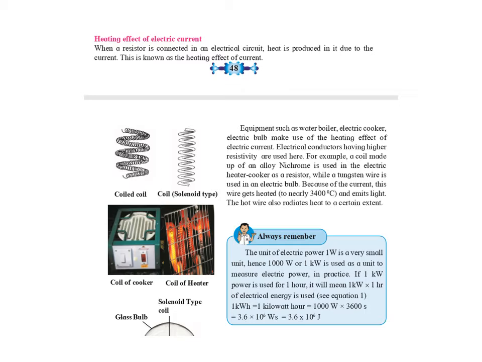If you see your electricity bill at home, you will see that the units are given as kilowatt hour. It helps us to understand how much electricity we are using per hour as a unit in our own house.